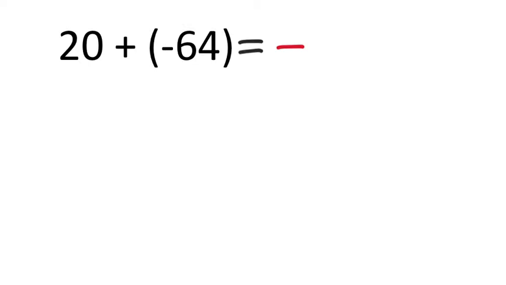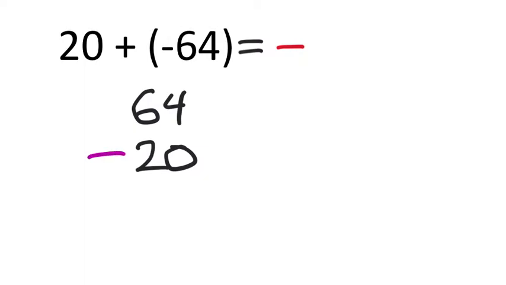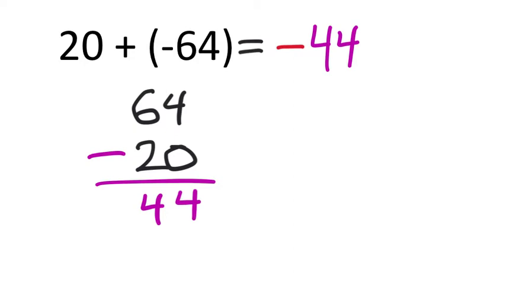And then I take the bigger of the two numbers, which is 64, and then the smaller of the two numbers, 20, and I subtract these two out. Okay, these 20 positives are going to zero out 20 of those 64 negatives, and so that's why subtraction. 4 minus 0 is 4, 6 minus 2 is 4 as well. So again, my final answer is just negative 44. Bam.